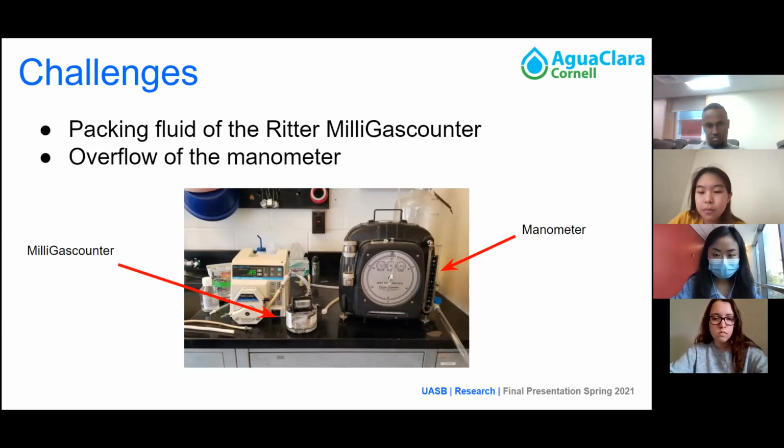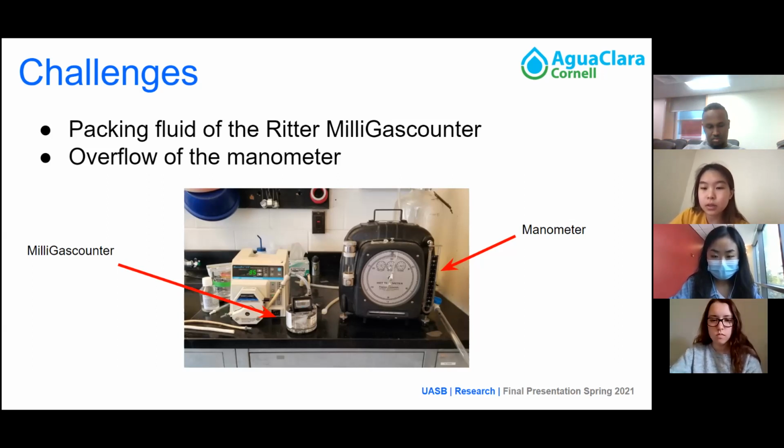dilution of HCl. But when the manufacturer of the counter was contacted, she informed us that because the MilliGascounter was not calibrated with HCl for our specific model, we cannot use it with HCl, which means that we will not be able to accurately test the amount of gas flow within the system.